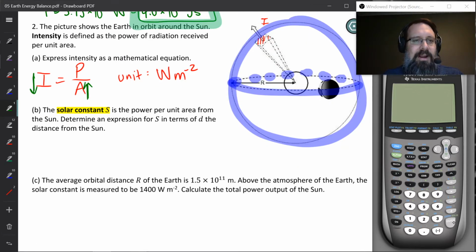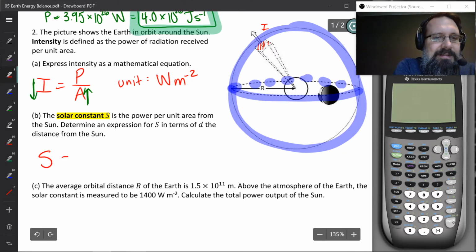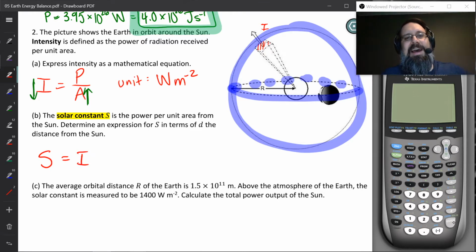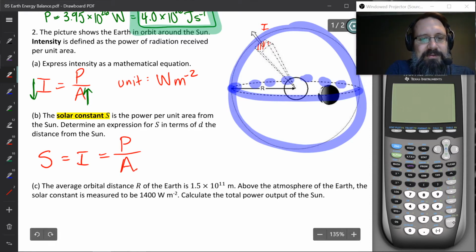Okay, so what we want to do now is just calculate the solar constant. S is going to be equal to the intensity. I'll just put that there because we're defining that as the solar constant, the intensity of the solar radiation. So that's just going to be the power divided by the area. And then that area is going to be the area of the sphere.